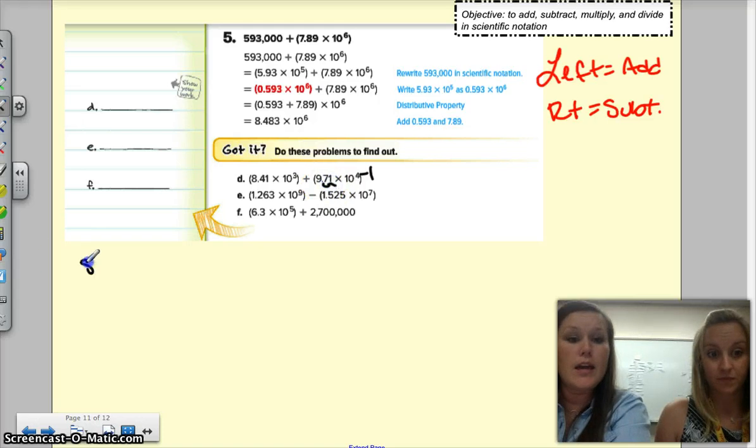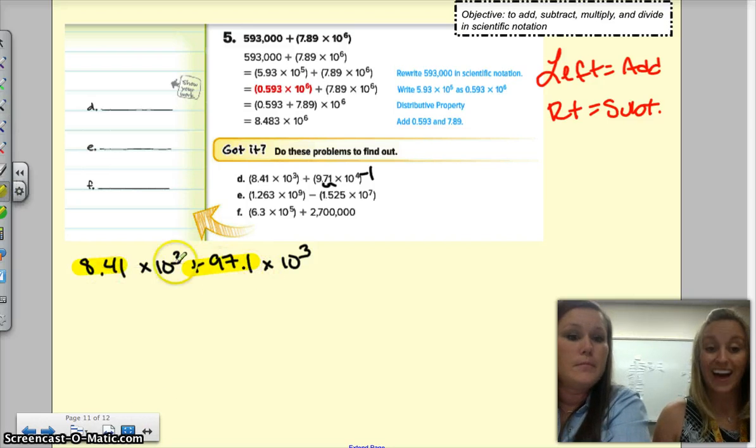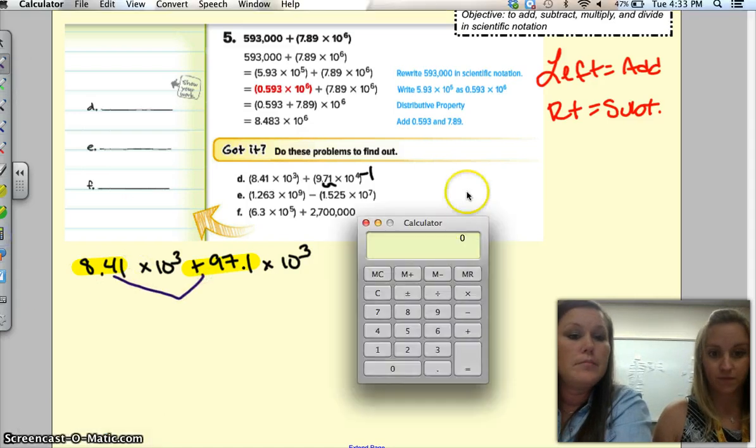Okay, so now it's 8.41 times 10 to the 3rd, and then plus 97.1 times 10 to the 3rd. You got it. Okay, now let's highlight those two. I'm going to add that plus that. Notice how I highlighted the plus sign as well. And then that's all I need to highlight, right? Okay. All right, so 8.41 plus 97.1.